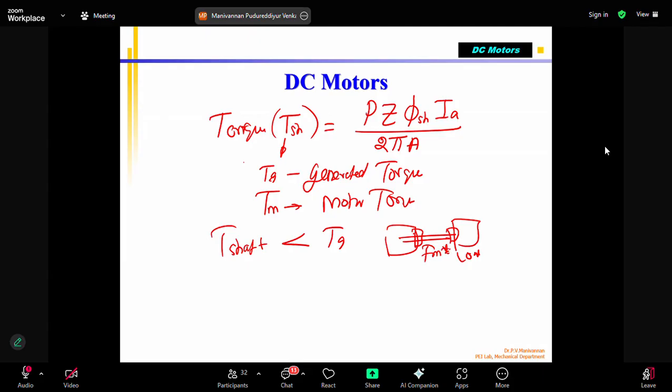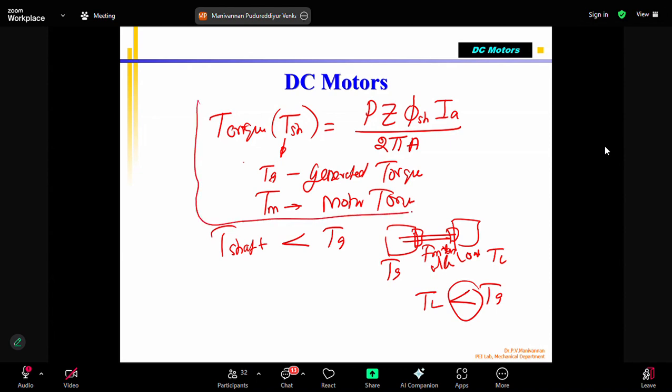So frictional losses happen. Because of that, the torque supplied to the load will always be lesser than this one. I say that TL will always be lesser than TG because of frictional losses. So what we are calculating here is the generated torque, or motor torque, the shunt motor torque.